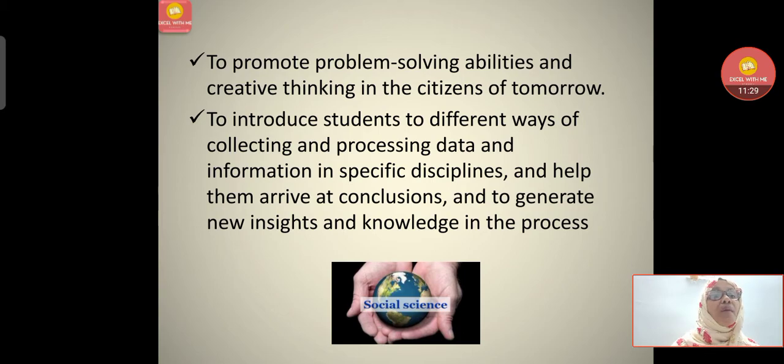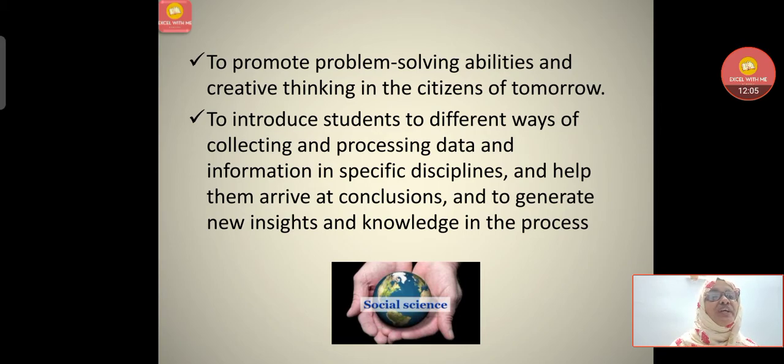Then to promote problem-solving abilities and creative thinking in the citizens of tomorrow. Obviously, children have lots of power in them, lots of creativity. The teachers and the school have to give them the way to explore themselves and bring out whatever is inside them. So creativity, we have to bring it out, and also we have to bring out the problem-solving ability, then only can they survive in this hard world.